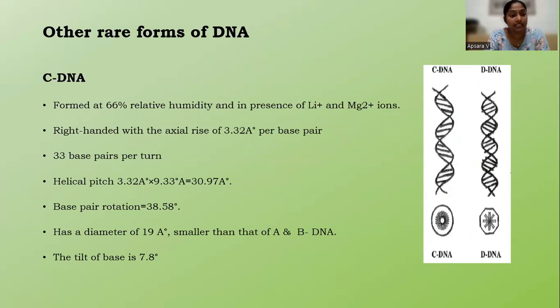So there are 33 base pairs per turn, and the helical pitch is roughly around 30.97 angstrom. And the base pair rotation is 38.58 degree, and it has a diameter of 19 angstrom. So therefore, this is smaller than that of aDNA and bDNA, because there it is around 20 angstrom. And the tilt of base is 7.8 degree. Here in the image, you can see the cDNA. It is much smaller than A and B DNA.